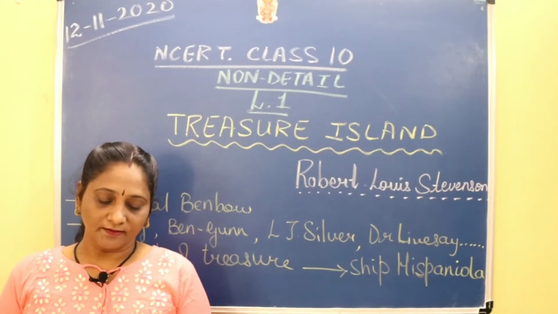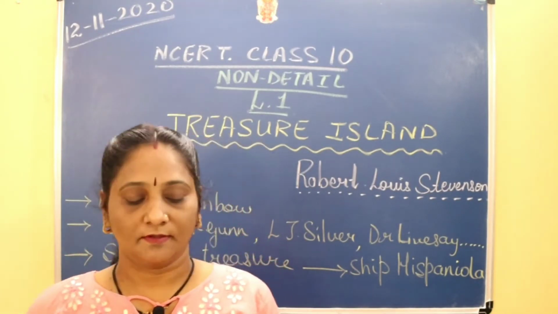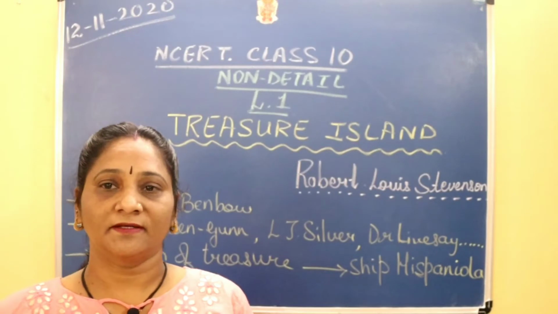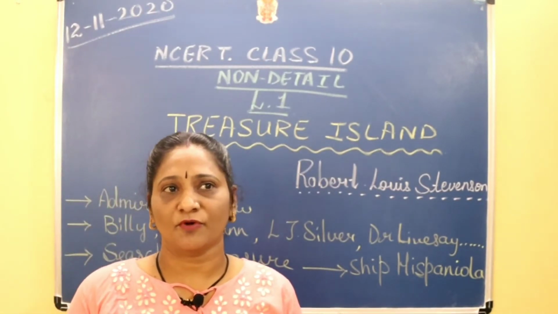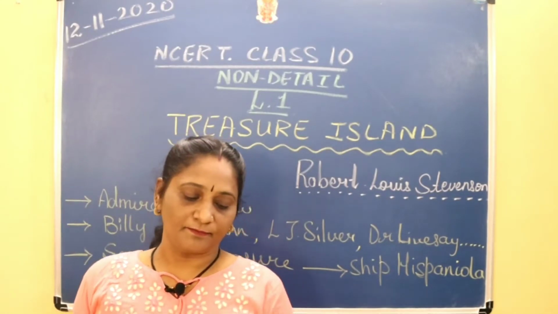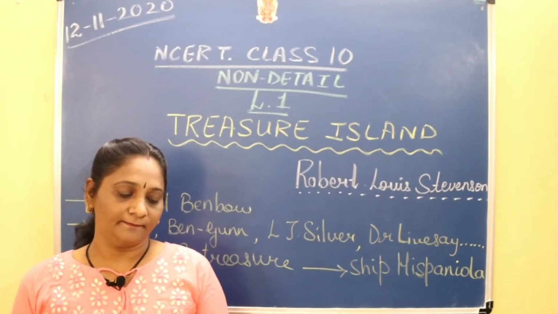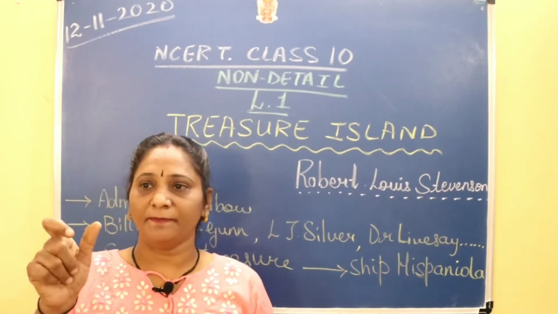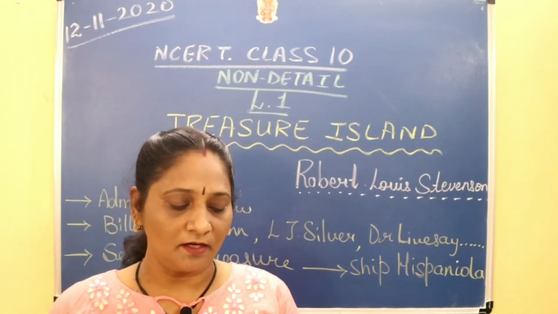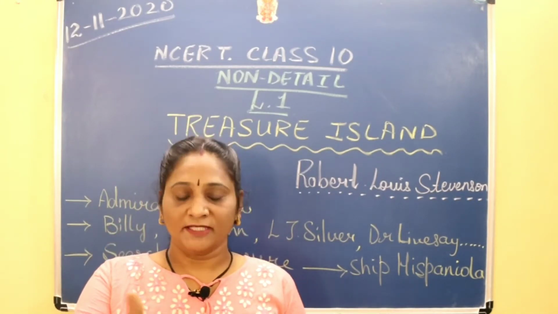The story begins with Jim Hawkins. He stayed with his mother. Jim Hawkins is a boy of say 10 years old. He stayed with his mother and father in Admiral Benbow Inn. This Admiral Benbow Inn is a hotel which was owned by Jim and his parents.